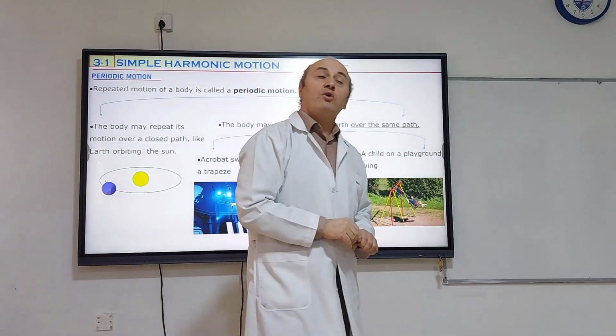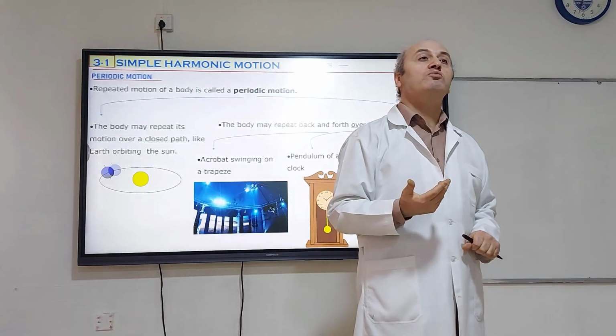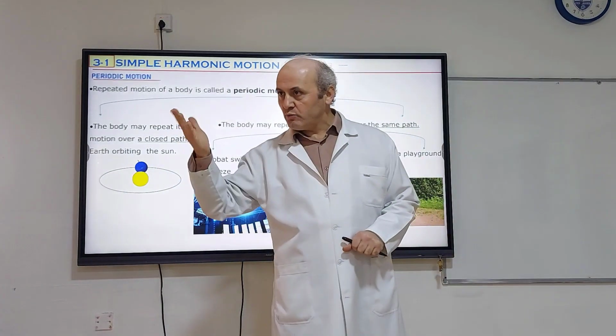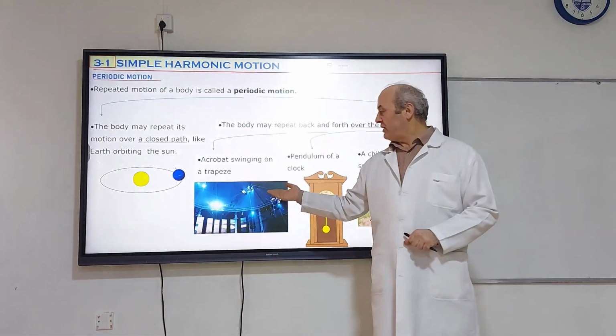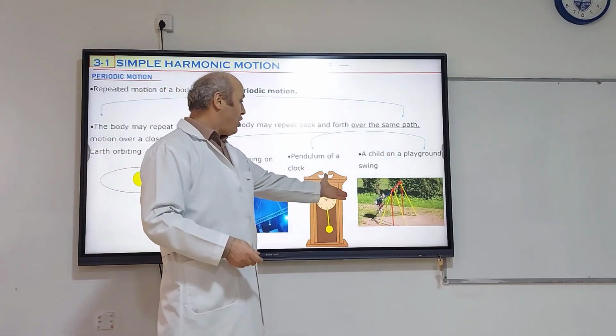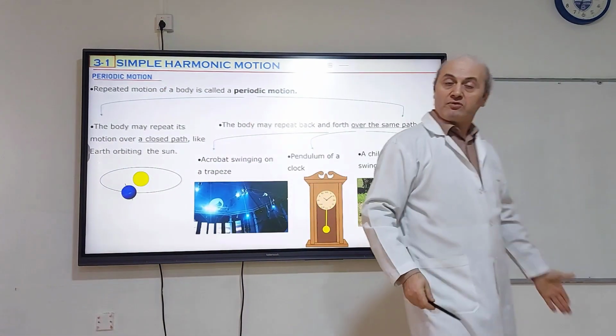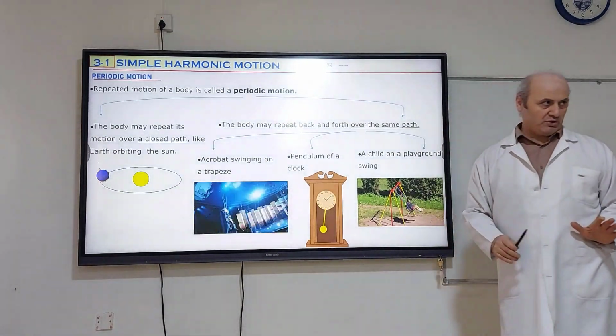But objects are not always moving on a circular path when they repeat their motion. They can also move along a straight line, or over a curve, like these examples: a trapeze acrobat swinging on a curve, the pendulum of a clock, or a child on a playground swing. All these are periodic motions.